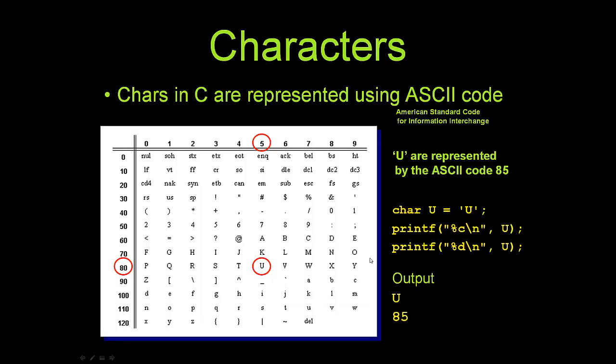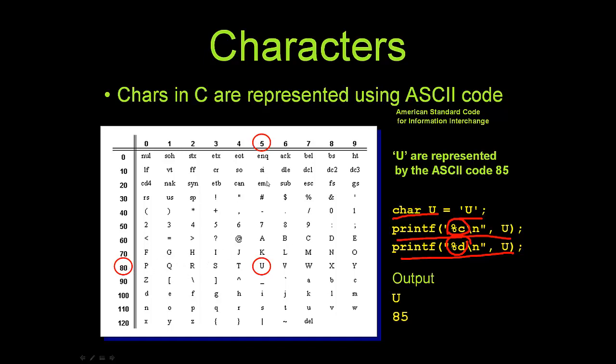The other thing to understand is that characters, or char, in C are represented using ASCII code. This is what the ASCII code looks like. For example, if you do char u equals 'U', the character U, and you print u as %c, which is the character, and then print u as %d, which is the decimal, you get U, the character, in the first instance, and in the second you get 85. Why? Because if you look at U in the ASCII table, it's 80 plus 5, so 85.